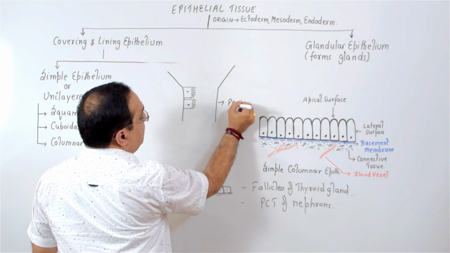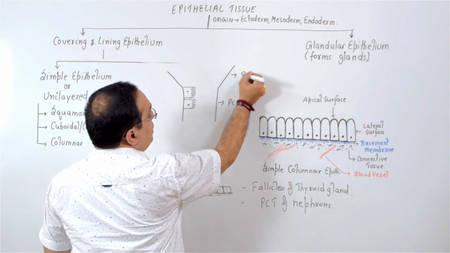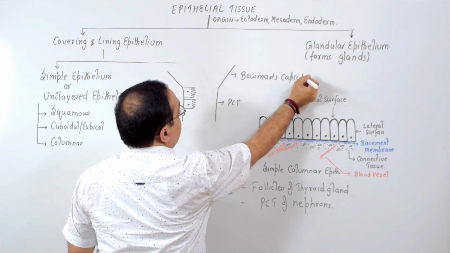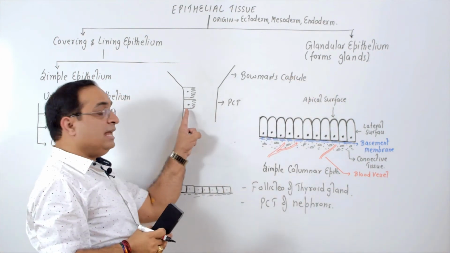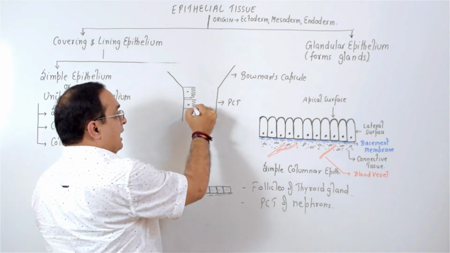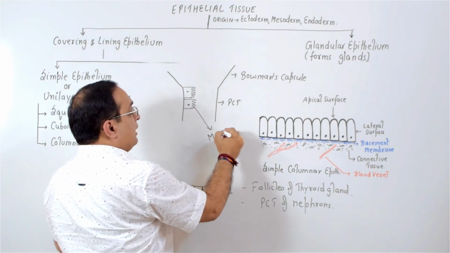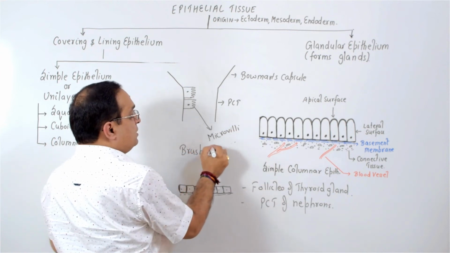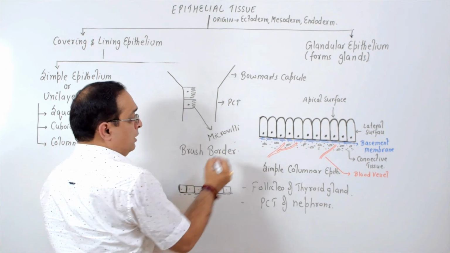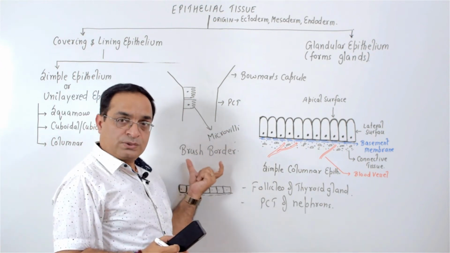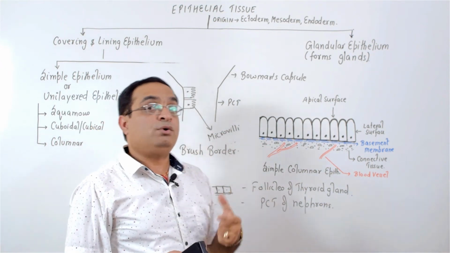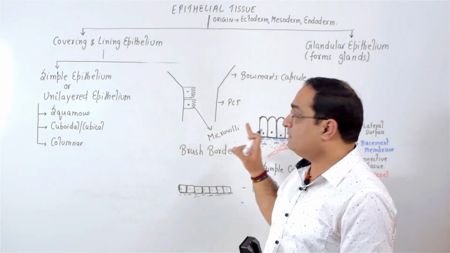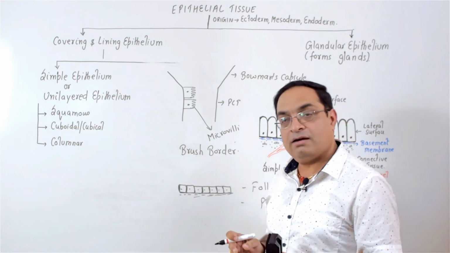This structure is the PCT of the nephron. This is the Bowman's capsule of the nephron. So I am saying that the cuboidal epithelium in the PCT has microvilli at the apical surface. This increases the absorptive surface area. Because of the presence of microvilli, we use the term brush bordered. So if you are asked a question, where is brush bordered cuboidal epithelium present? It is in the proximal convoluted tubule of the nephrons.